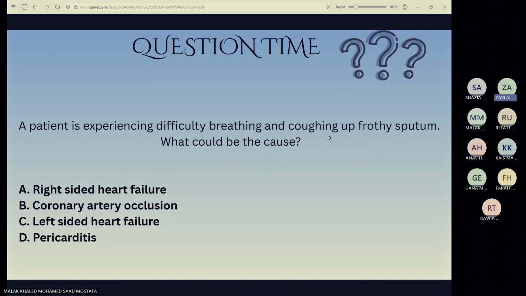Okay, question. A patient is experiencing difficulty breathing, coughing up frothy sputum. What would be the cause? The keyword here is difficulty breathing.